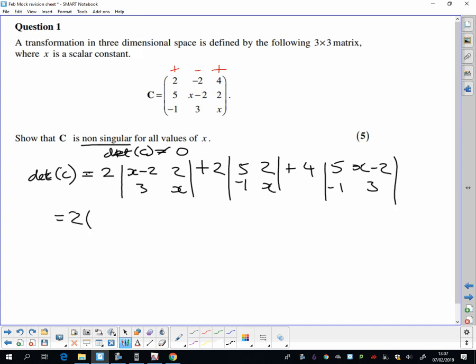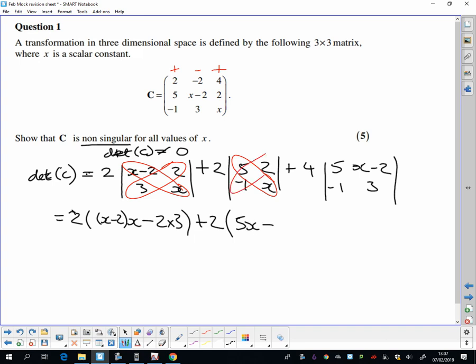Now we've got a 2 by 2 determinant, so that's just x minus 2 times x minus 2 times 3. So we go that diagonal minus the opposite diagonal. Same for the next one, so plus 2. So we're going to have 5 times x, subtract negative 1 times 2. And then the same with the 4. Being really careful with that one. And then we're just going to expand and simplify all that.